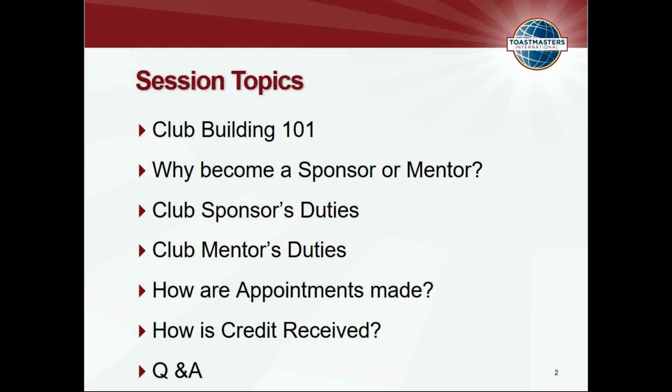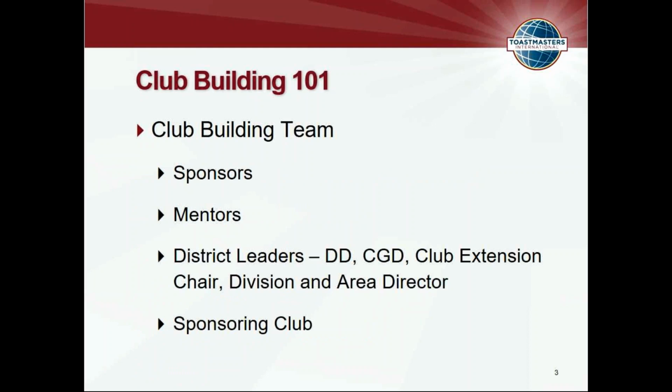So, Club Building 101. We start with the club building team. And this involves the sponsors and the mentors, as well as the district leaders, from the district director, the club growth director, the club extension chair, division, and area directors. All of these people may or may not play a part in the development of a new club. And then there's the sponsoring club. And the duties of a sponsoring club are rather vague. But there is one important area where, at least in the United States, it might be important to have a sponsoring club, and we'll cover that in a little bit.